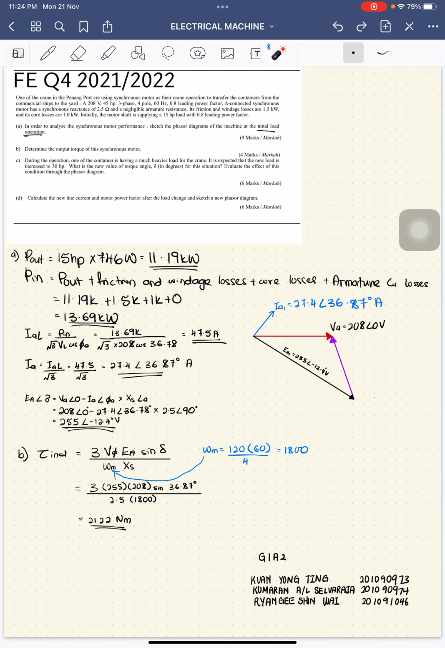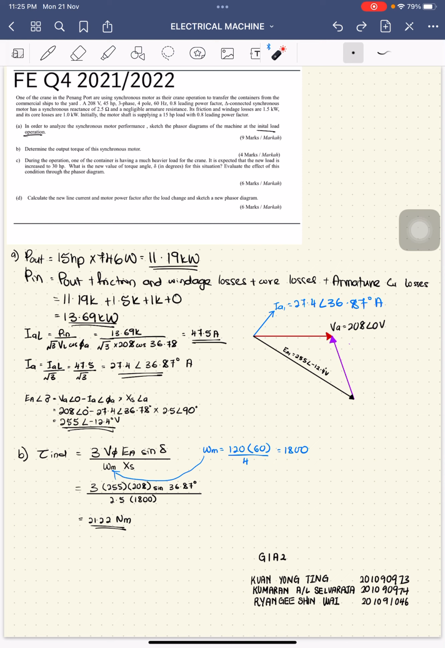Thank you, Kumaran. I will continue with determining the output torque of this synchronous motor. By formula, the induced torque is 3 multiplied by V phase multiplied by EA, which is your phase and your line voltage, and then multiplied by sine theta, divided by omega m, which is your efficiency, multiplied by your inductance reactance. So 3 will multiply 255 because the V phase will be 255 multiplied by 208, which is your line voltage. After that, sine 36.87 because this is the power factor.